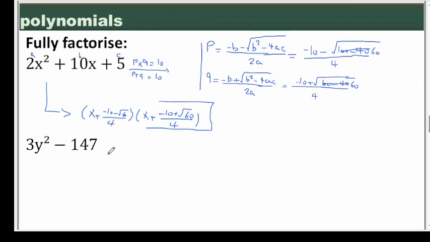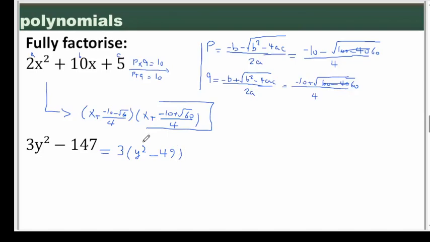integers. Okay, for the second one, I look between the two terms first. I see 3 is a common term, so I bring out 3. For the first term, y squared would be left. If I multiply 3 with y squared, it gives me the original term. And for the second one, 3 times what gives me negative 147? I have to say 49.